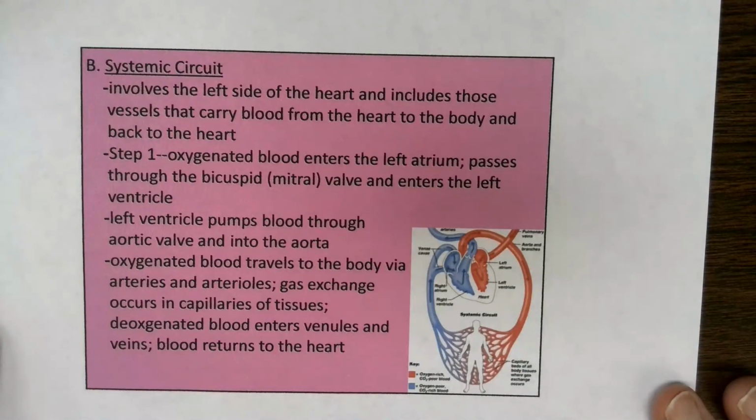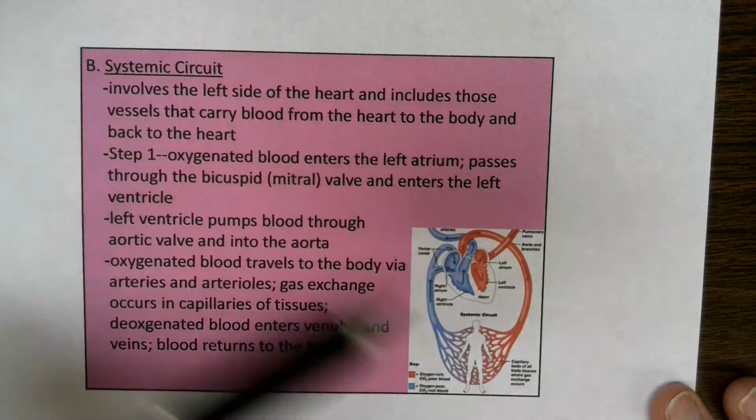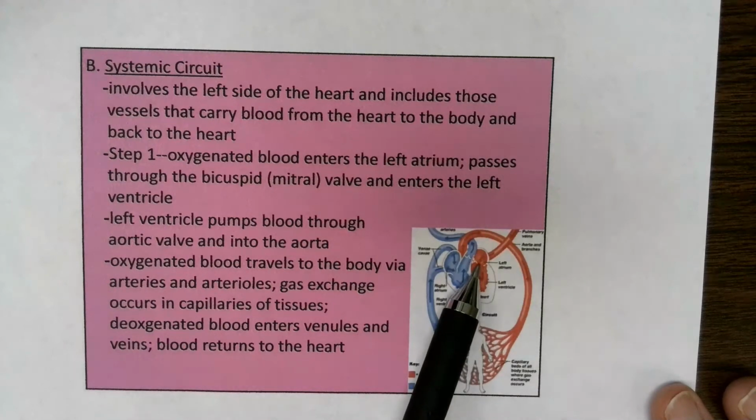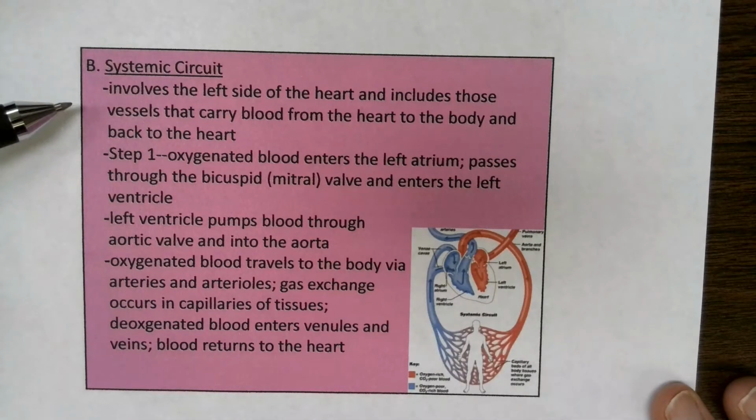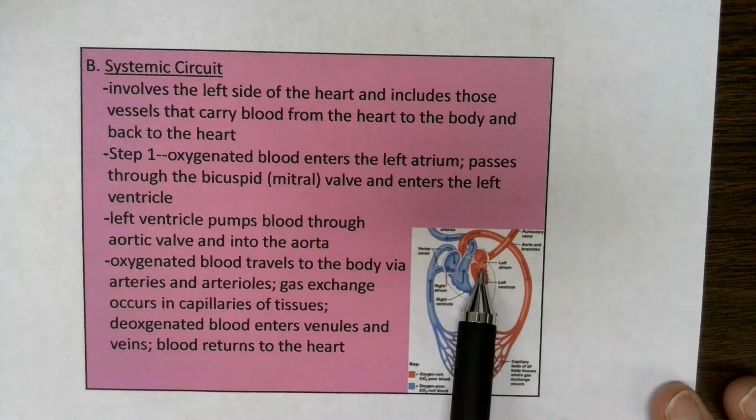All right, so next, once blood has come back from the lungs, it's picked up oxygen, it's dropped off carbon dioxide, it's going to come back into the left atrium again via the pulmonary veins from both the left and the right lung. It says this systemic circuit then is what we're going to talk about next. So it involves the left side of the heart. It's going to include specifically the vessels that carry blood from the heart to the body and then back to the heart. So for step one here, oxygenated blood, again, I just said it's going to enter the left atrium.